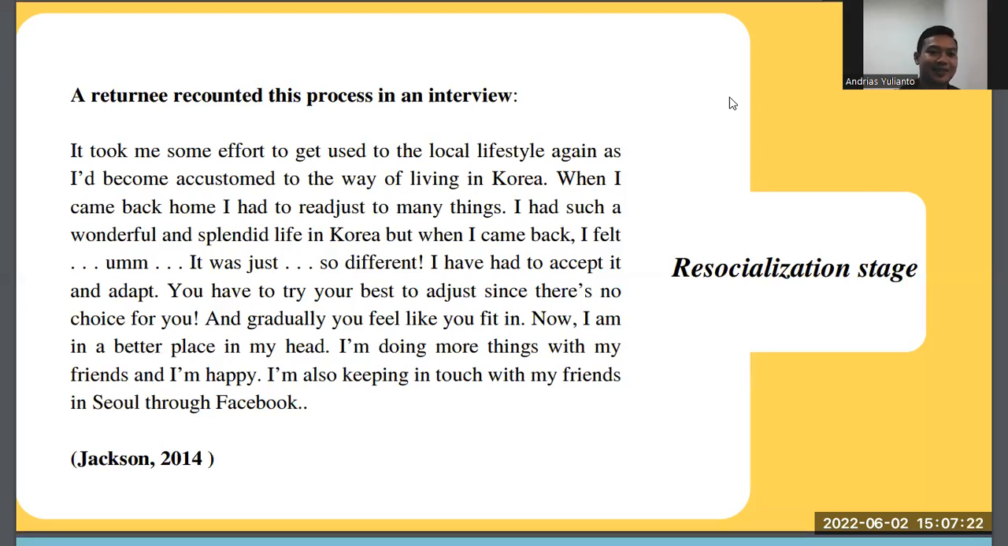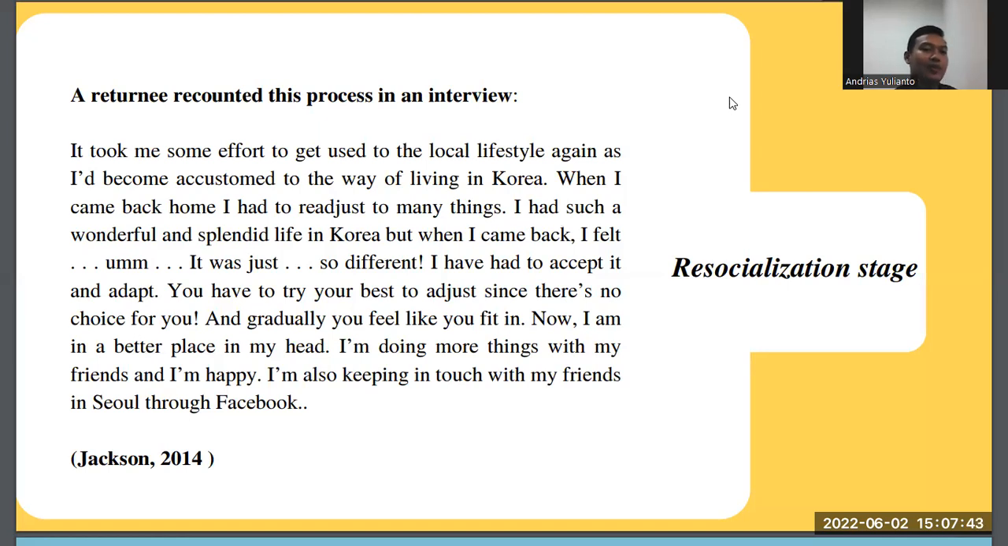Returnee recounted this process in an interview. Now the stage is the resocialization stage. It took me some effort to get used to the local lifestyle again, as I had to become accustomed to the way of living in Korea.